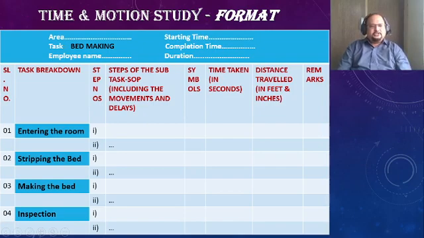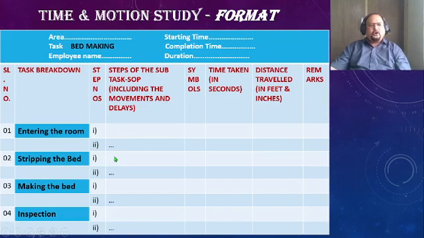So you need to write the serial number, and as you can see here, we have broken down or divided the task into 4 different major tasks. And what are the tasks? Entering the guest room, stripping the bed, making the bed, and inspection. And then finally, each of these steps has been further divided into subtasks, which includes the movement and delays and all. And in this way, you have to write 1, 2, 3, all these steps for entering the room.